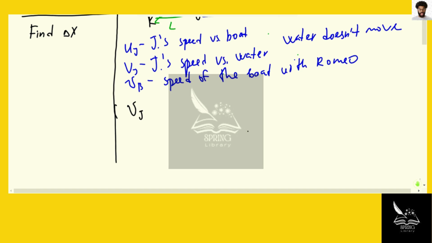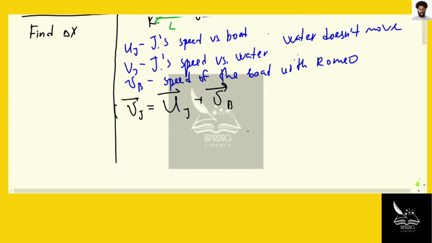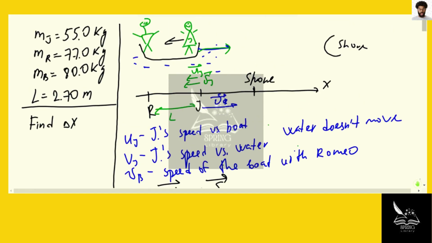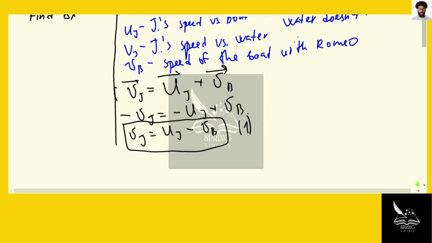Speed of Juliet versus water equals the speed of Juliet versus the boat plus the speed of the boat versus water. When projected on the x-axis, negative V Juliet equals negative U Juliet plus V boat, because only the boat moves to the positive direction of the x-axis. And from here we can express V Juliet: it equals U Juliet minus V boat. This is our first equation which we're going to use to solve the problem.